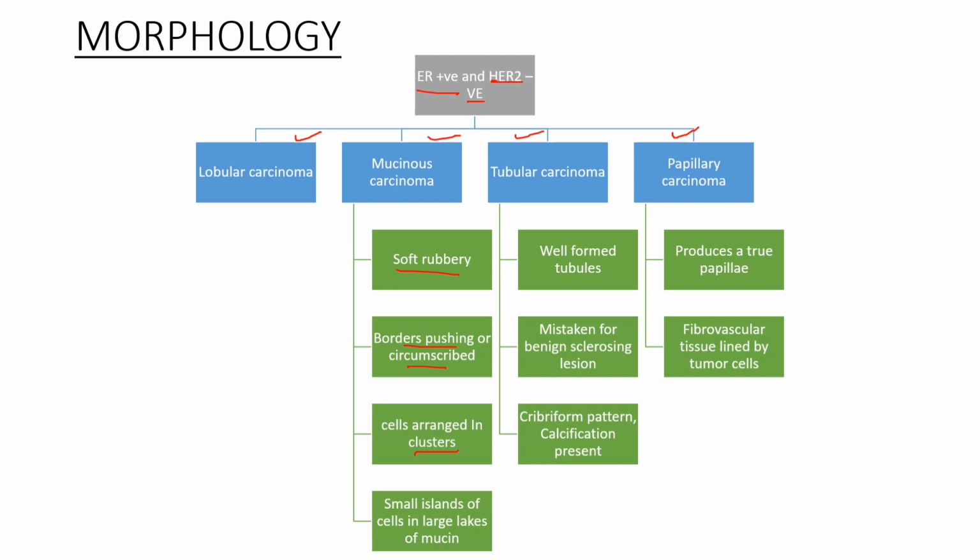Now the tubular carcinoma, as the name suggests, has well formed tubules in it, and it will sometimes be mistaken for a benign sclerosing lesion. It may sometimes be mistaken for a benign condition, but it happens to be a carcinoma. The cells will have a cribriform pattern, and calcifications are present. Now the papillary carcinoma produces true papillae as the name suggests, and there will be fibrovascular tissue lined by tumor cells.